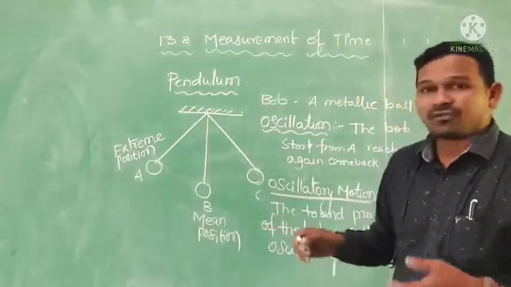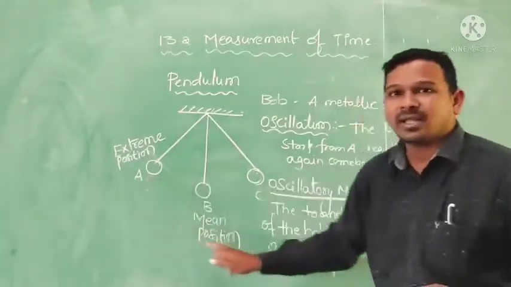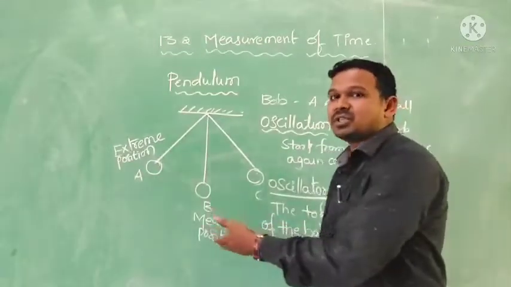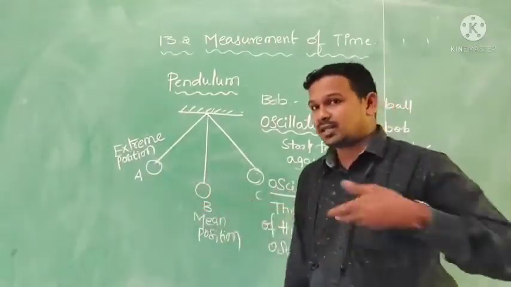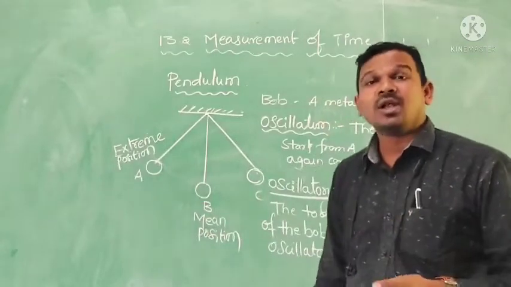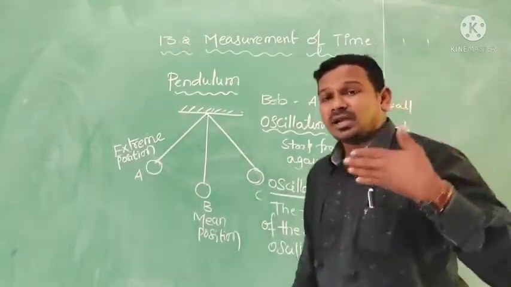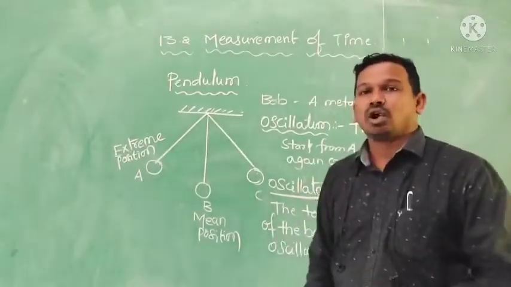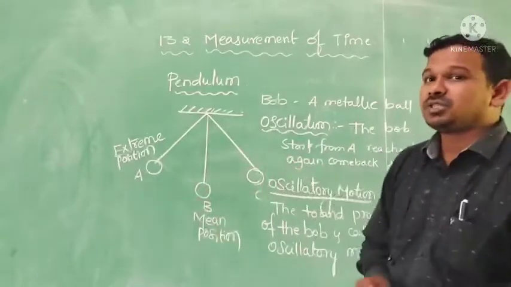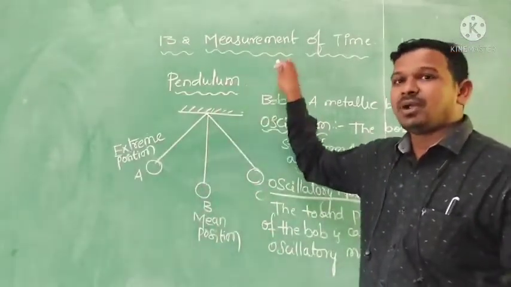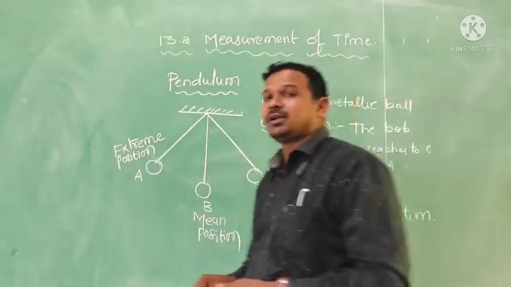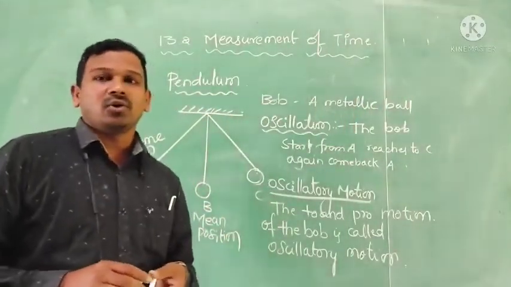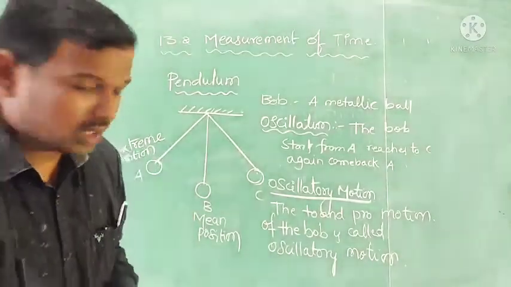Of course, we know that the pendulum completes oscillatory motions in equal intervals of time. With the help of this, however many oscillations are completed, that many seconds we can take into consideration. Like that, people in ancient days manufactured clocks with the help of the pendulum. So this is about the measurement of time and the manufacturing of clocks with the help of the pendulum.